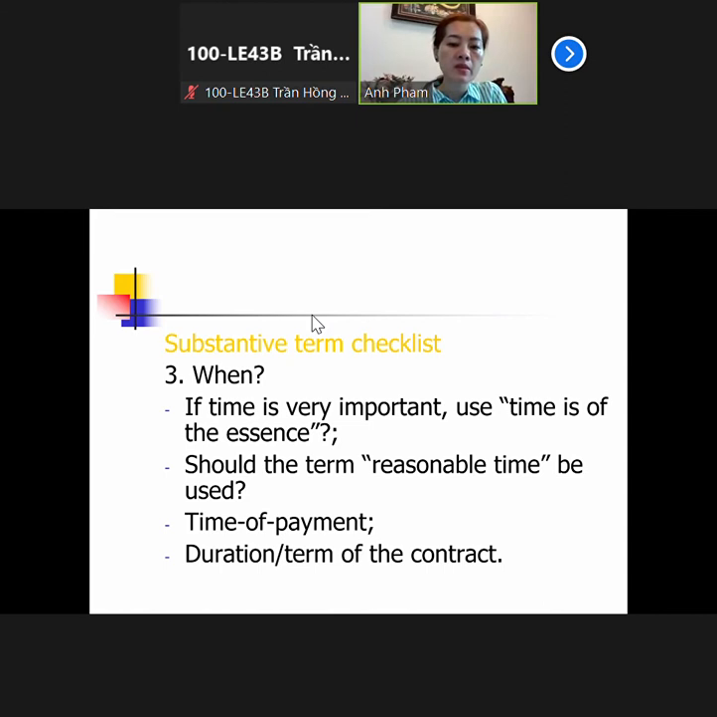Yeah, and sometimes people use the term reasonable time. The question here is, should we use the term reasonable time or not? What time is considered as reasonable? The reasonable time gives the party some flexibility, but sometimes it causes ambiguity and also causes disputes, right? So the question here is, should the term reasonable time be used? I cannot answer that question. It depends on the situation. Sometimes the answer is yes, and sometimes the answer is no, right?